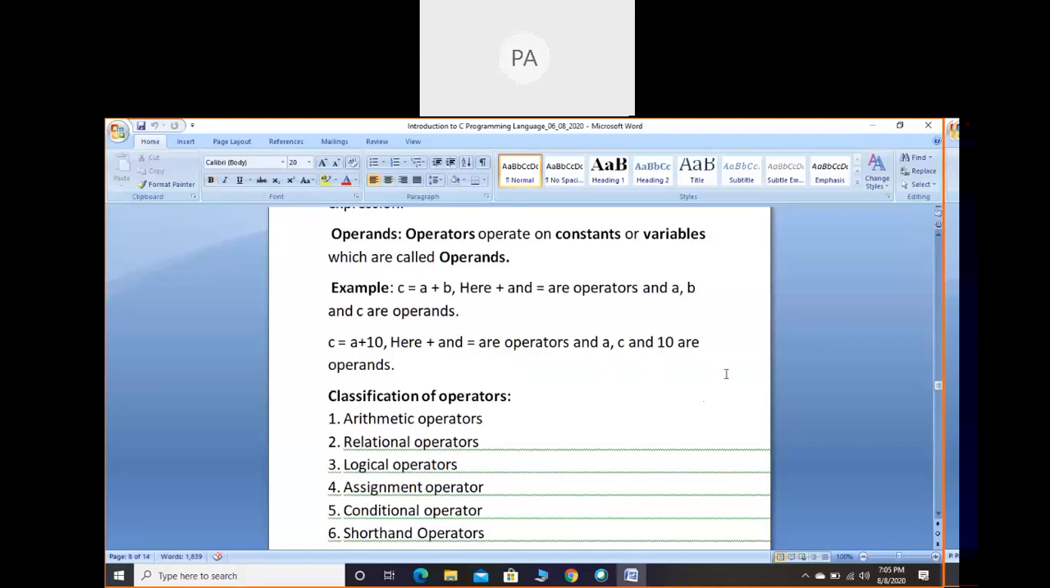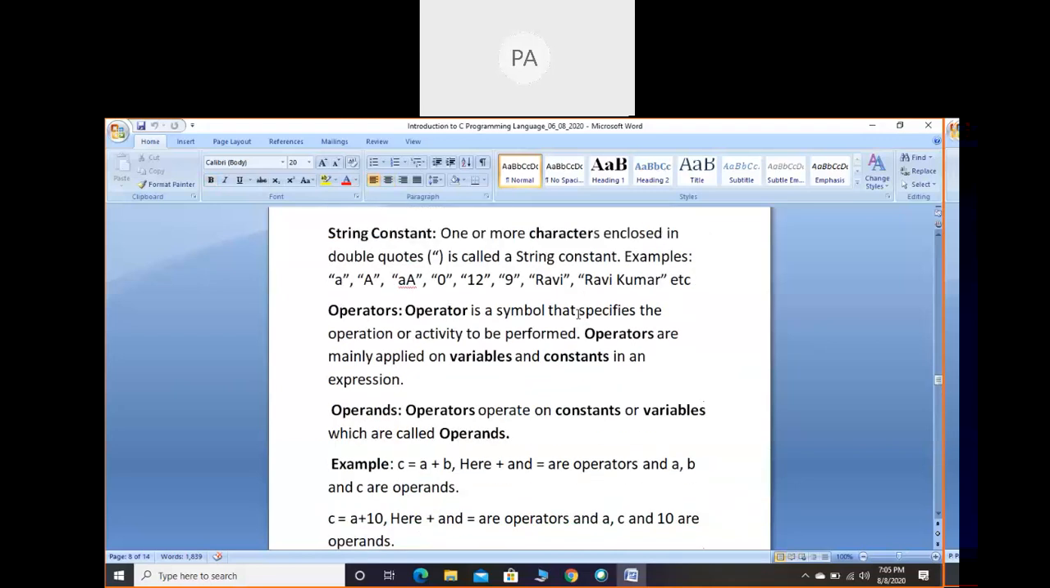Okay, let us recap yesterday's class a little bit. Yesterday we discussed the operators concept. The definition of an operator is that it is a symbol which specifies a certain operation or activity. If you look at the symbols on the keyboard, some symbols we can call operators, because they perform some activity, or we can say operation, and we can expect a result out of that operation.